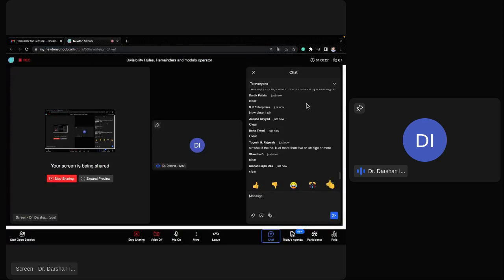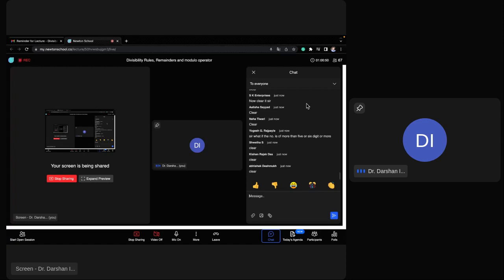Okay, Yogesh says, I think only one question by Yogesh: what if the number has more than 5 or 6 digits? Yogesh, let the number be even 1000 digits. This logic will work. The number can have any number of digits. Let's consider one more example, right?